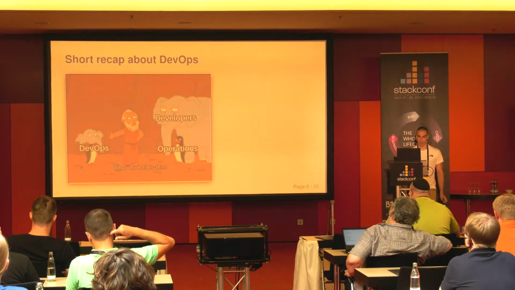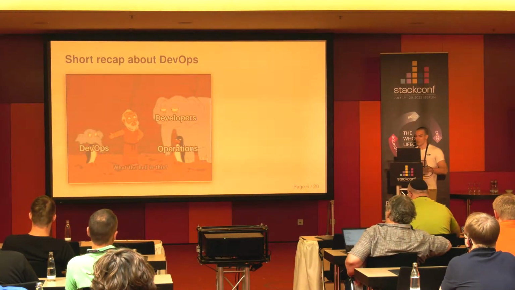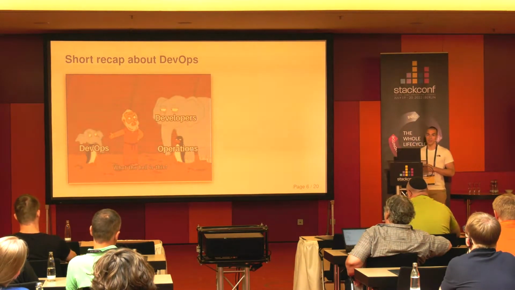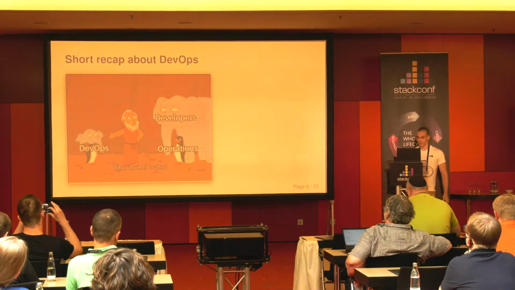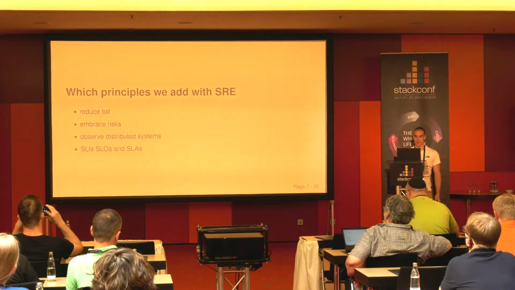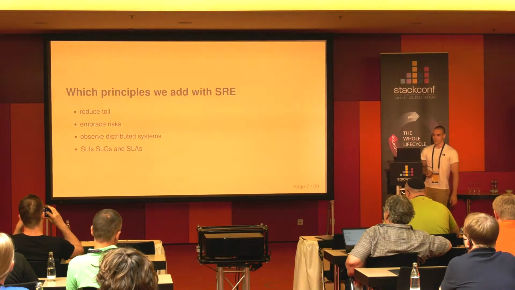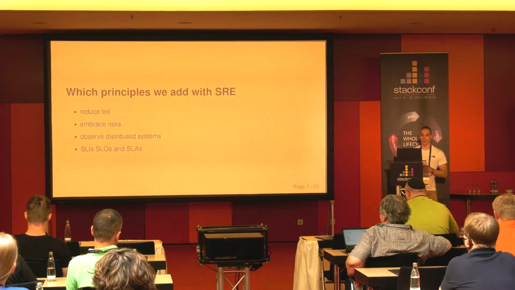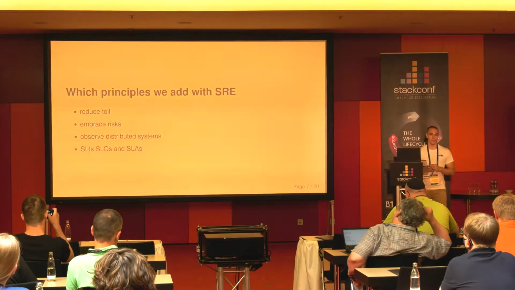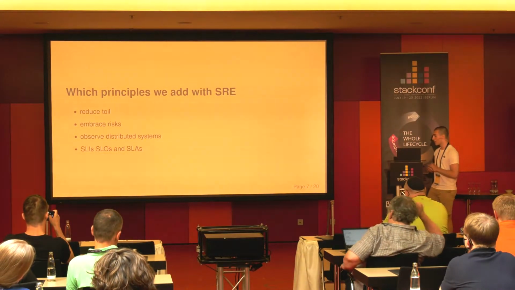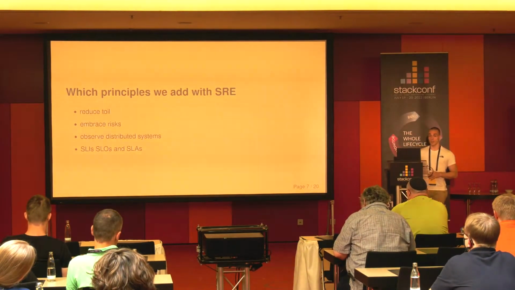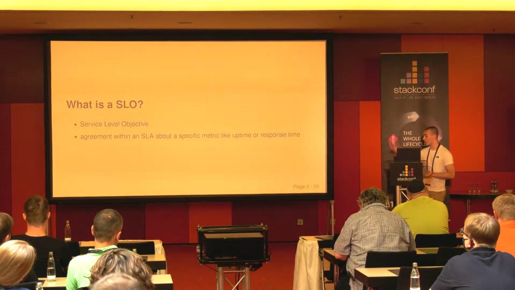Short recap about DevOps. It's all about breaking down silos between operations and development teams. Accidents are pretty normal, we normalize them, and of course measurement is crucial. What we add now with SRE is that we try to reduce toil. I'll explain it later. We embrace risks, we observe distributed systems, and we pursue maximum change velocity without violating our SLOs. But what is an SLO?